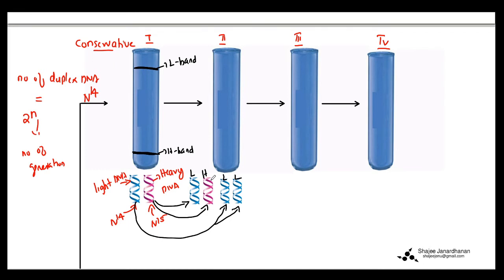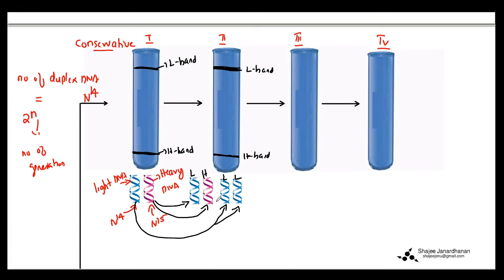So how many bands do you get? Like the first generation, we get only two types of bands. One corresponds to the heavy band at the bottom, with the same thickness as the first generation, because the concentration is the same. Whereas when you go to the light band, the thickness of the light band will increase, because the number of lighter DNA duplexes has increased.